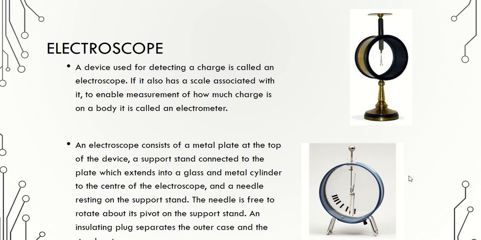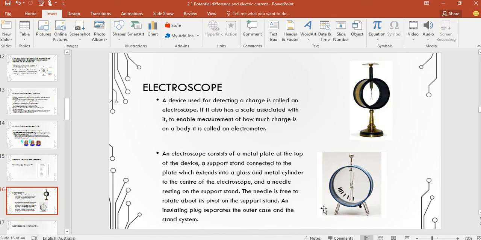You're going to basically bring objects up to this top, and you're either going to bring it close. So the investigation will give you a method to complete. You're going to bring the different materials close to this, and you're going to investigate how it affects the needle. So the needle's free to rotate about its pivot point. There is an insulating plug between the outer case and the stand system. So basically you're going to charge different objects, and then you're going to see how they affect the needle.